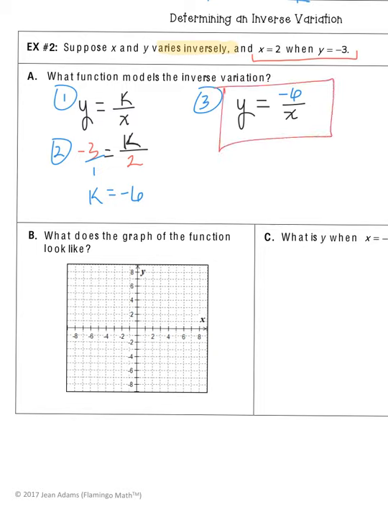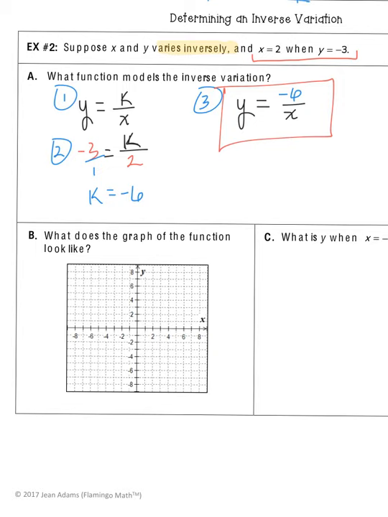Now, oftentimes in this type of question, they'll give you this full ordered pair, and then they'll say, suppose x and y vary inversely, and x equals 2 when y equals -3. Then they'll say, find x when y is 6. So it's important that you know this particular step in order to solve a problem like that. So that's a little step up.